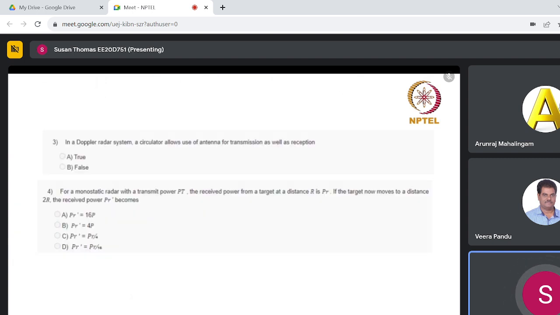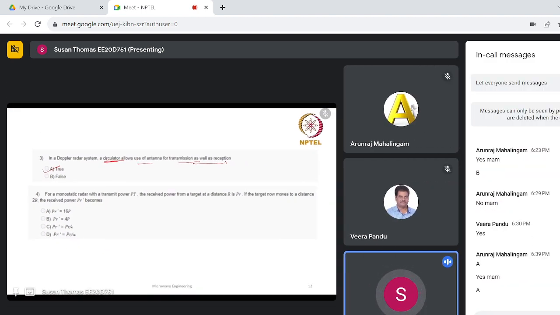Now let's move to the next question. Actually, this is already being asked. Let's go through it. In a Doppler radar system, the circulator allows the use of the antenna for transmission as well as reception. As we have discussed already, it's a true statement. The circulator allows the same antenna to be used as a transmitter and a receiver.